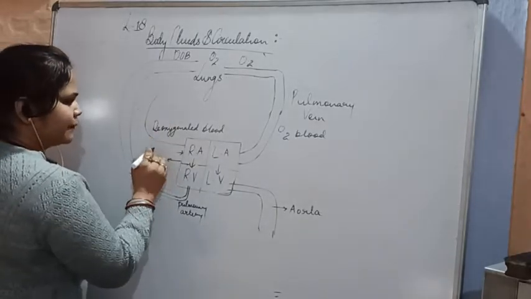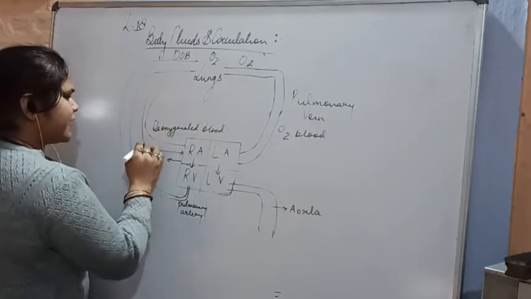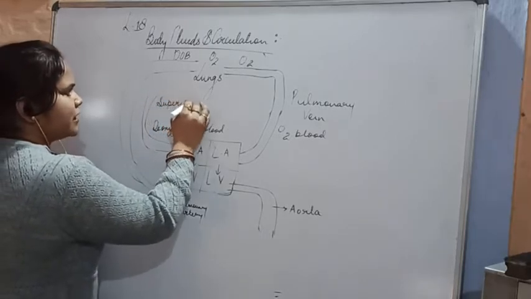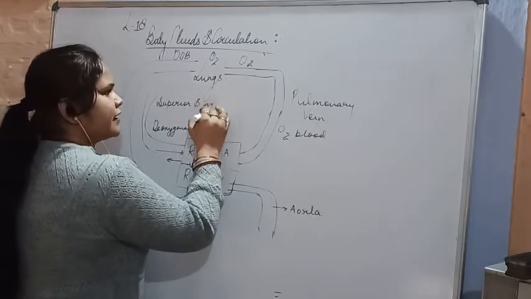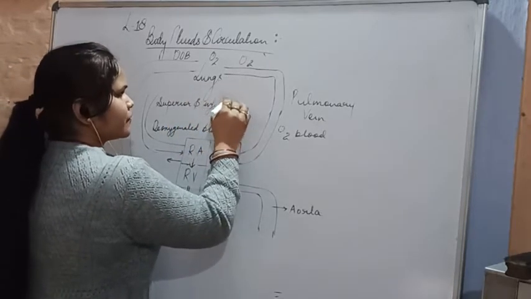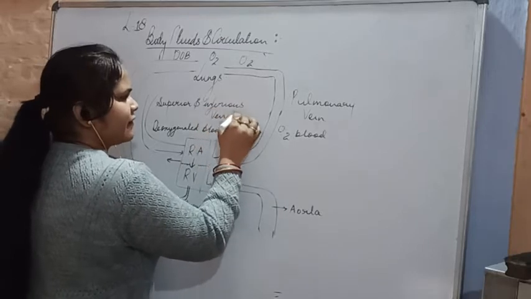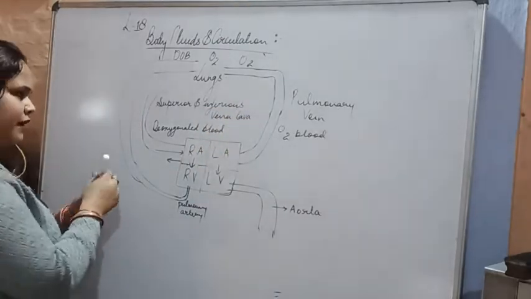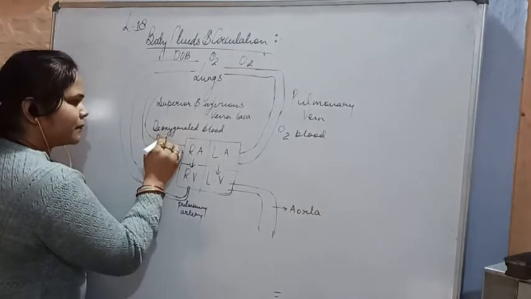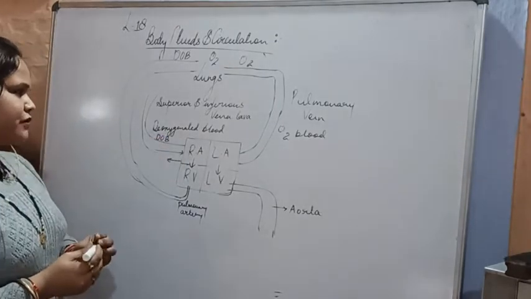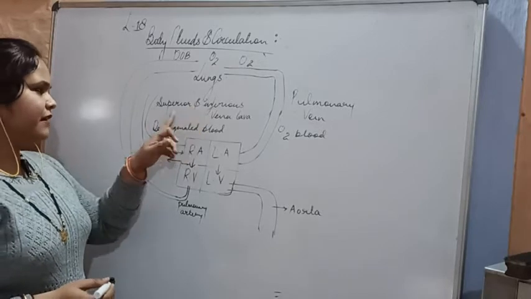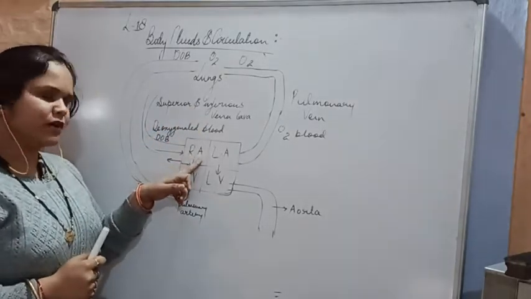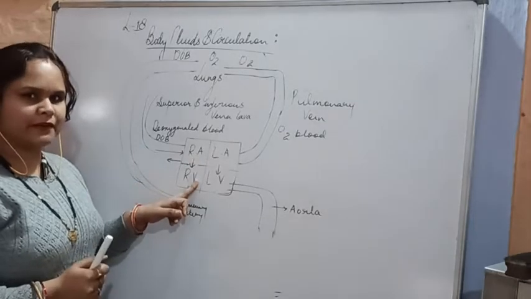So one time it was entered with the help of superior and inferior vena cava. Superior and inferior vena cava brought the deoxygenated blood to the right auricle. That is, this is the deoxygenated blood, which has been already written here. Now, the right auricle will transfer it to the right ventricle.